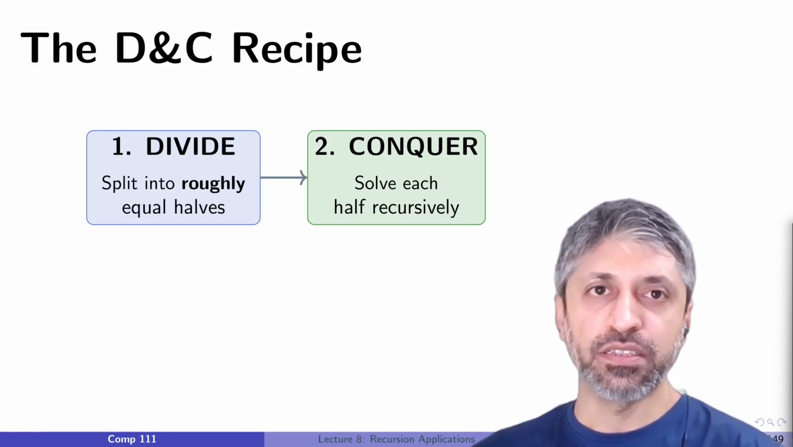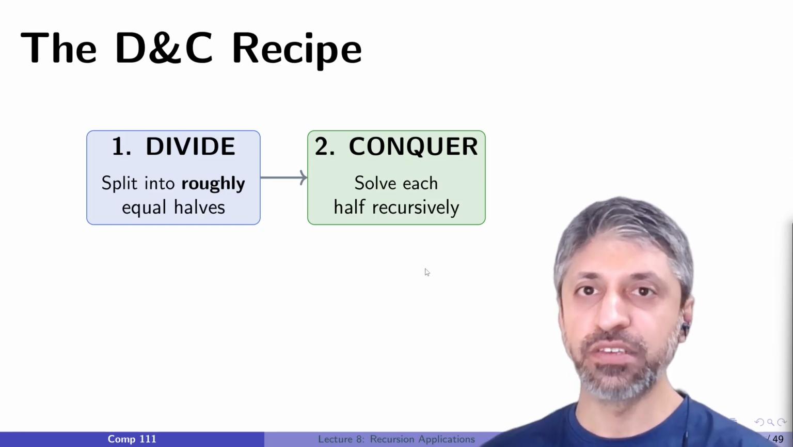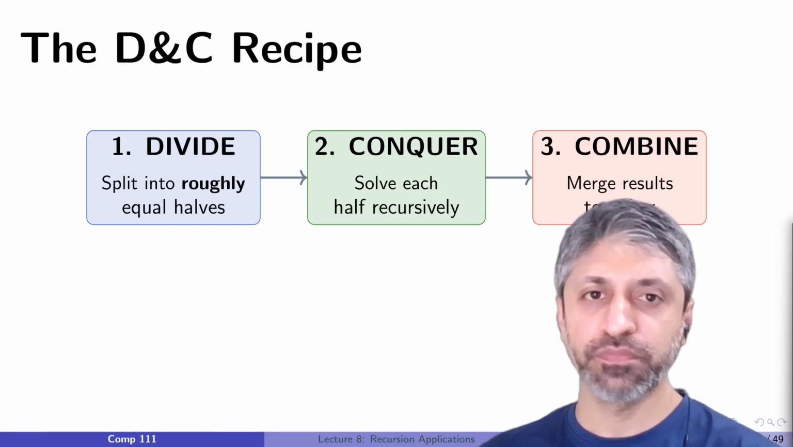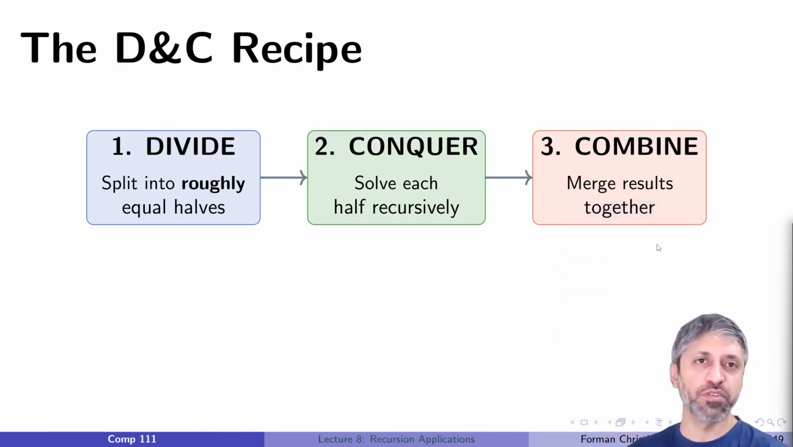And then step two is conquer. You solve each half recursively, and then in the combine step you merge the results back together.